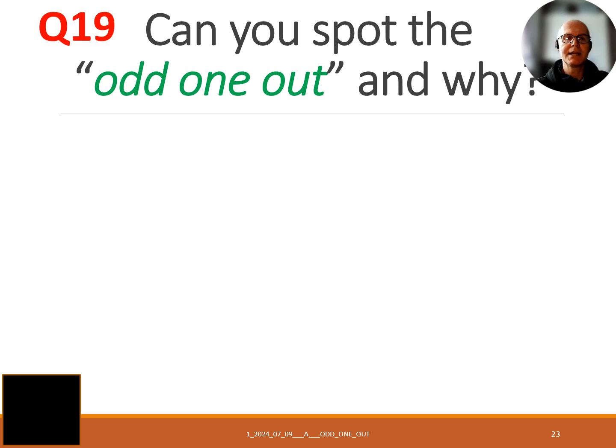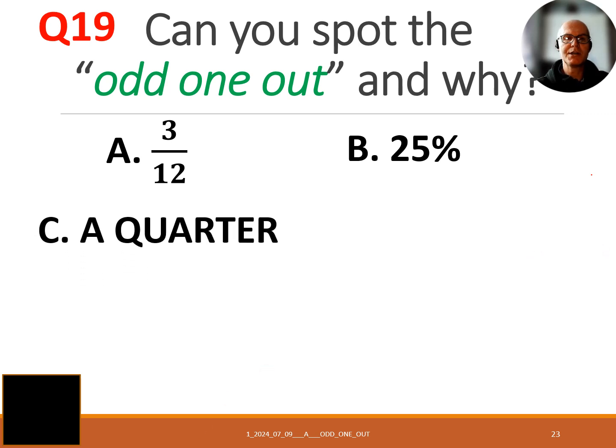Question 19, the penultimate question. Can you spot the odd one out and why? A, 3/12, B, 25%, C, 1/4, and D, 3/4. What's the odd one out here and why?